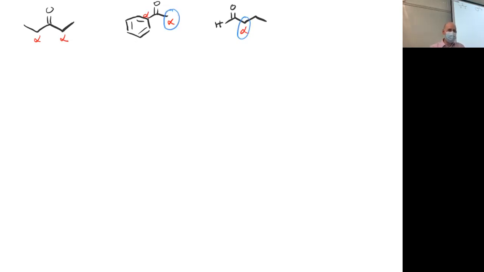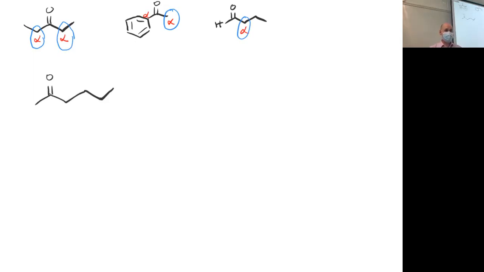Well, this one has two alpha carbons, but why does it not matter? Yeah, it's symmetrical, so it wouldn't matter which one you pull it off of. So these are all great starting ketones or aldehydes to use for alpha alkylation, because it wouldn't matter which alpha you pull it off of.